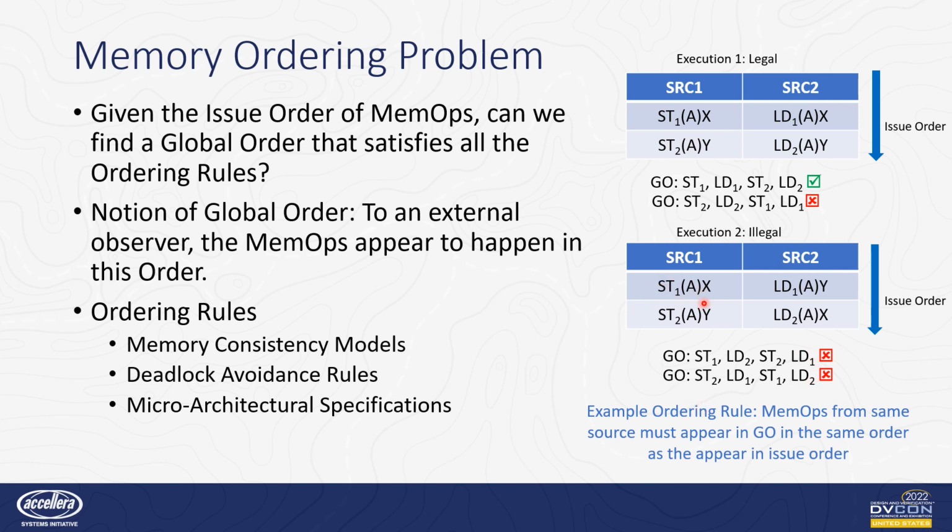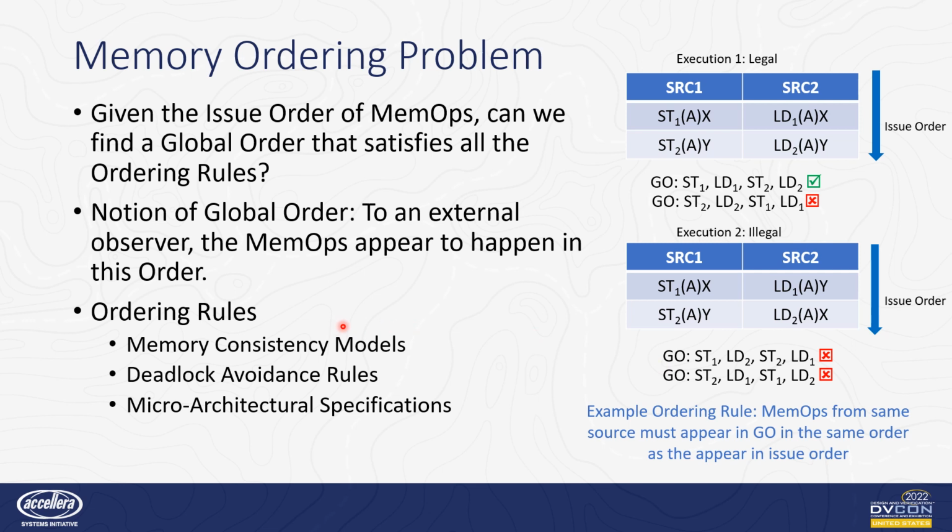However, keeping the problem the same, if the loads got the data in the reverse order, then you could see that there are two possible global orders, but none of them really satisfy the ordering rules. So this kind of execution we will call an illegal execution. As verification engineers, our job would be to run tests, find out if there exists a global order subject to all the ordering rules, and if there's not, then we'll file the bug.